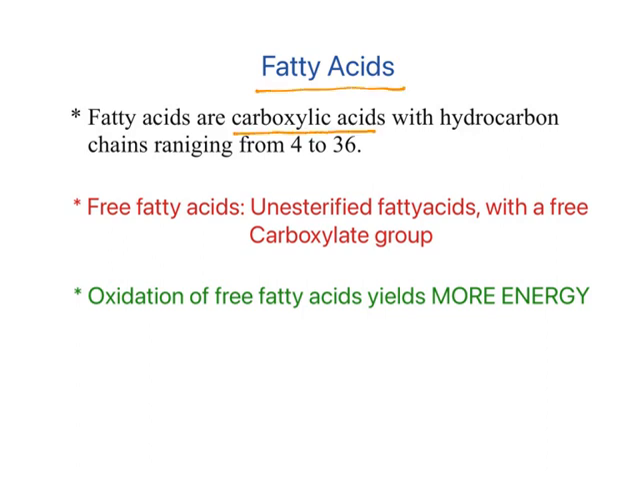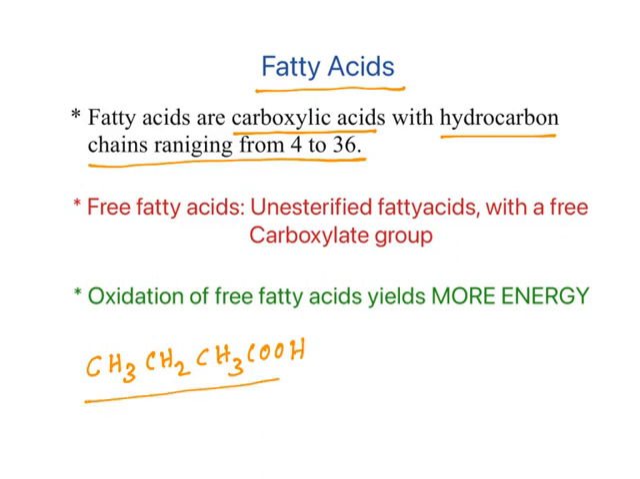Fatty acids are carboxylic acids with hydrocarbon chains ranging from 4 to 36 carbons. The simplest fatty acid starts with a minimum of 4 carbons. So what is this? 4 carbons are there and the acid is there, so this is called butyric acid. So this is a simple fatty acid.